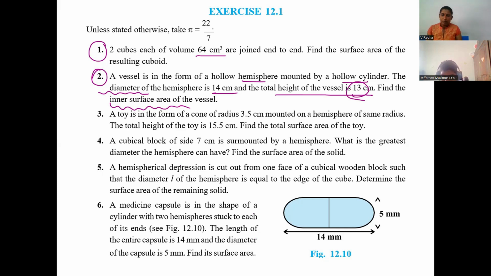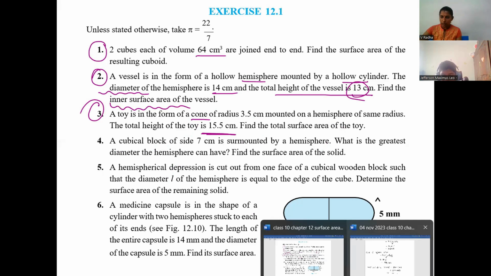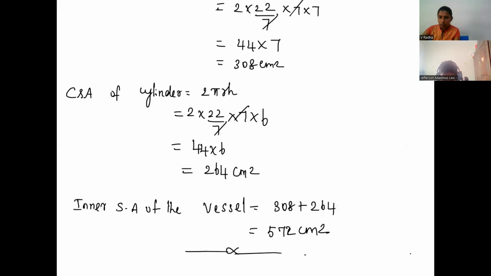A toy in the shape of a cone. The radius of the cone is 3.5, mounted on a hemisphere of the same radius. The total height of the toy is 15.5. So what is the total surface area of the toy? First we draw the correct figure and mark everything.